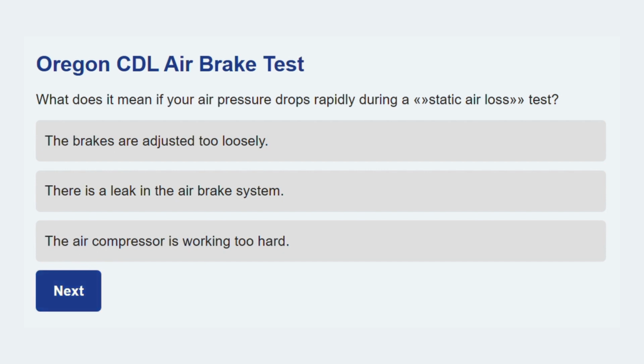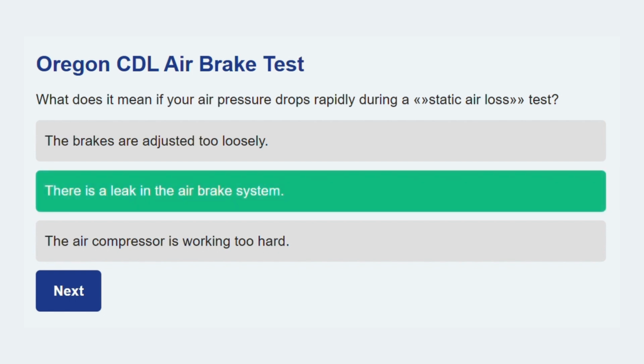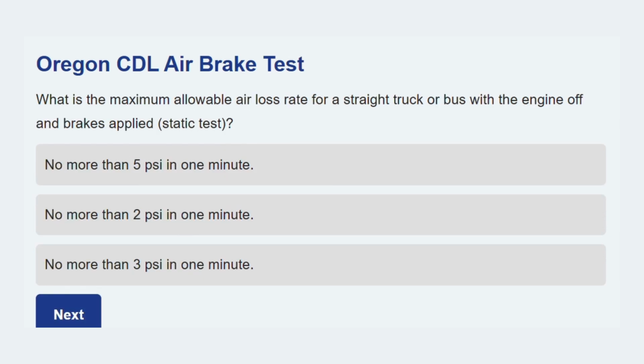Next question. What does it mean if your air pressure drops rapidly during a static air loss test? There is a leak in the air brake system. A rapid drop indicates a significant leak that needs to be repaired.